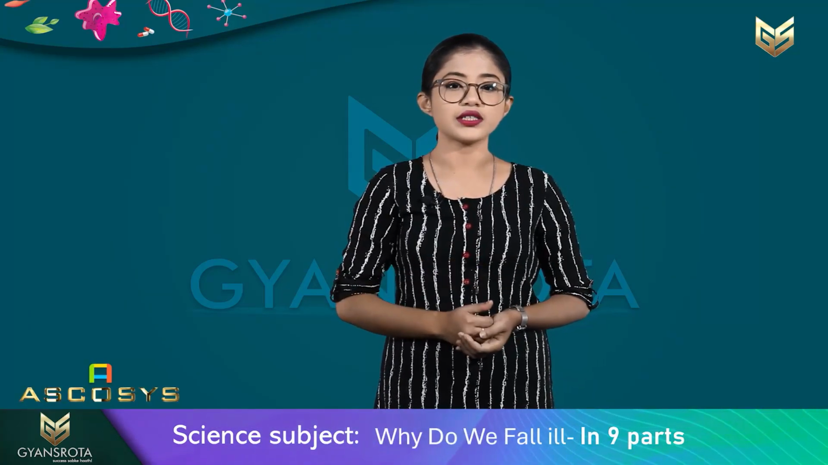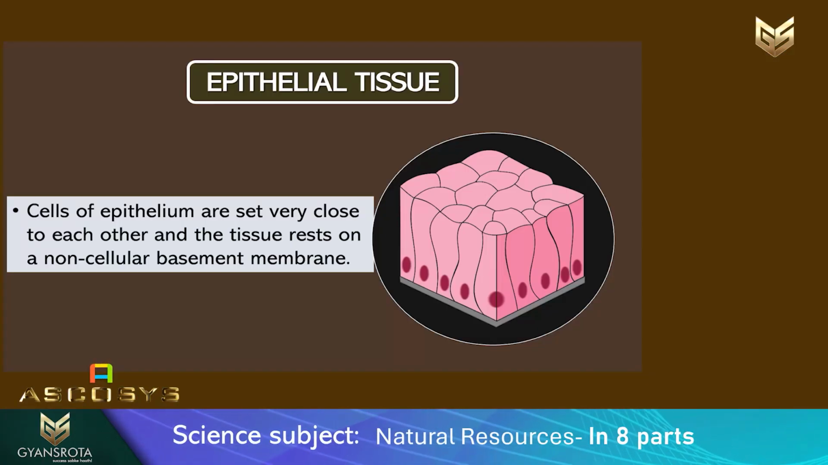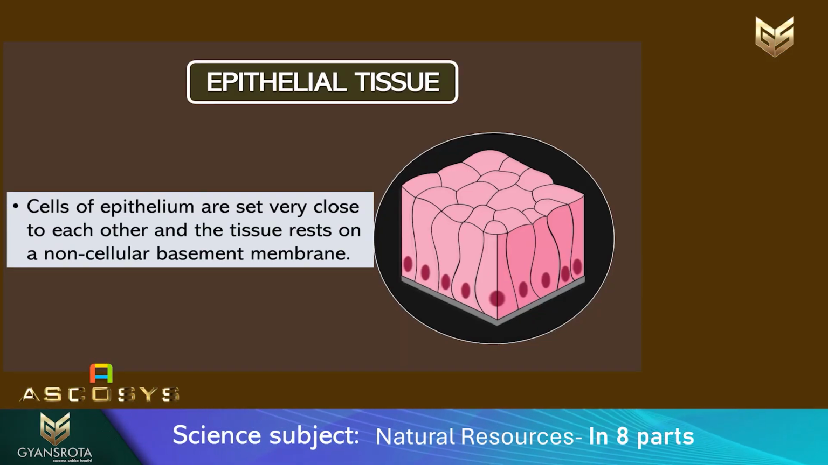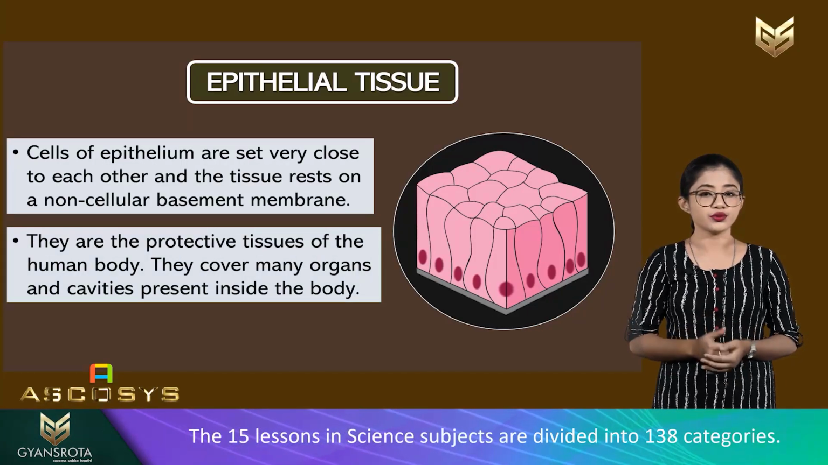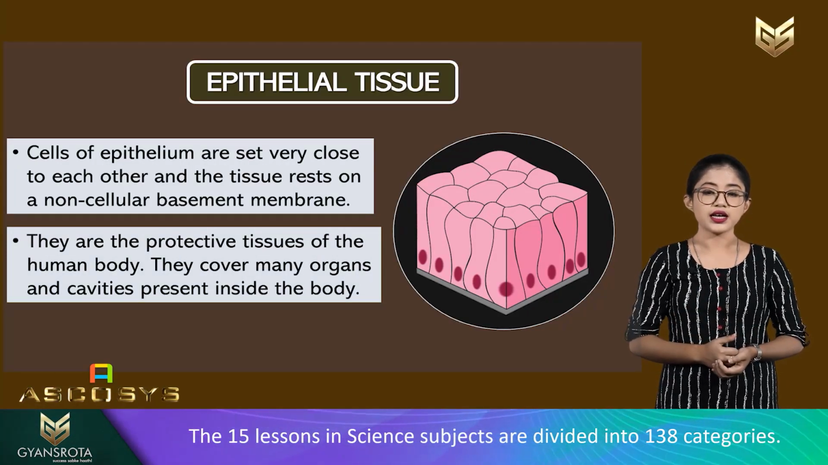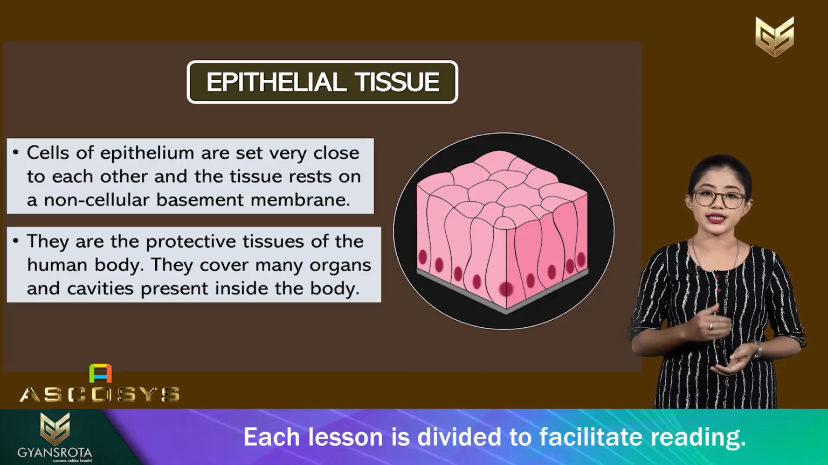Let's start with the first one, that is the epithelial tissue. Cells of epithelium are set very close to each other and the tissue rests on a non-cellular basement membrane. They are the protective tissues of the human body. They cover many organs and cavities which are present inside the body.